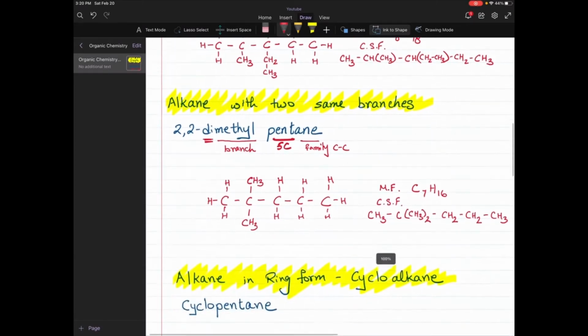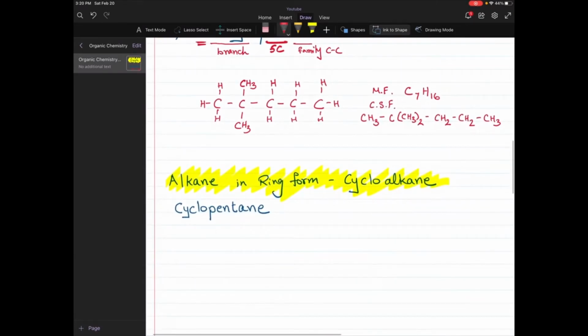Right, next one I have for you is a ring configuration or a cyclical form. In the cyclical form, the first carbon and the last carbon are joined together. For a cycloalkane, the minimum number of carbons we need to have is 3 carbons. A cycloalkane cannot be built with less than 3 carbons, but can be built with anything with more than 3 carbons.